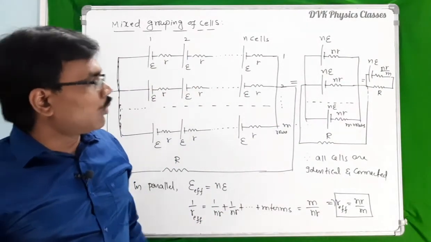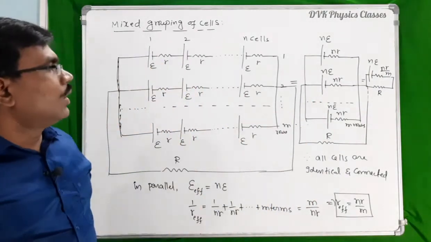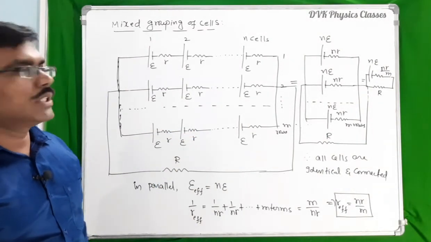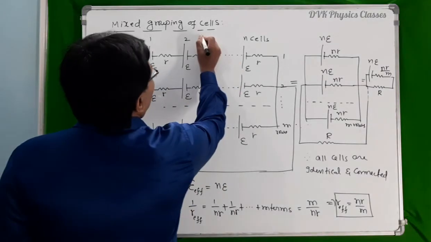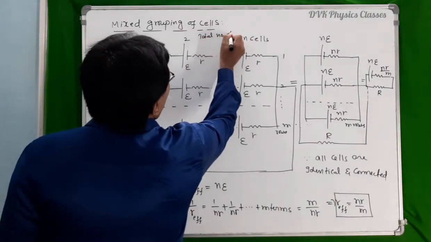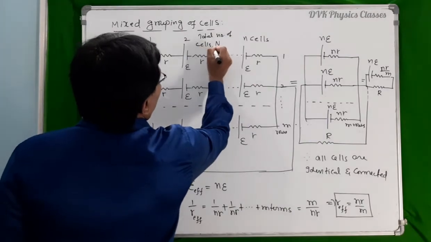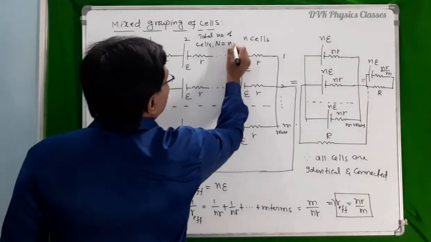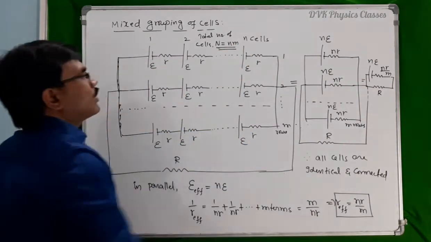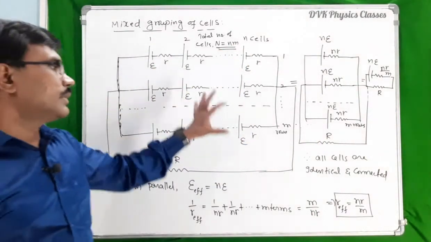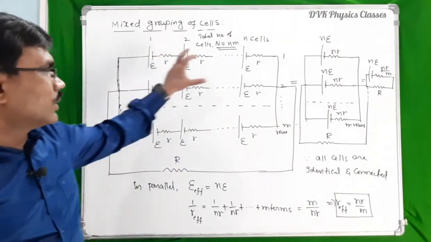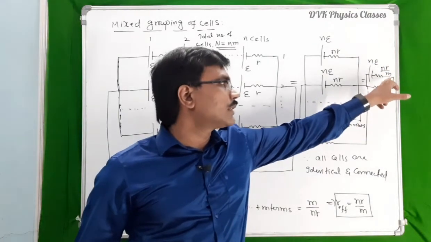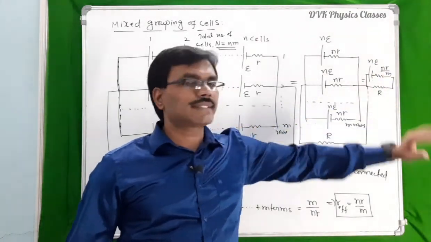Now, what is the current flowing in this circuit? Tell me one more thing. What is the total number of cells in this mixed grouping? The total number of cells, capital N, is n cells in one row and the number of rows is m. So N is equal to small n into small m, the total number of cells in this mixed grouping. So these cells are now equivalent to a single cell of EMF nE with internal resistance nr upon m with external resistance capital R.